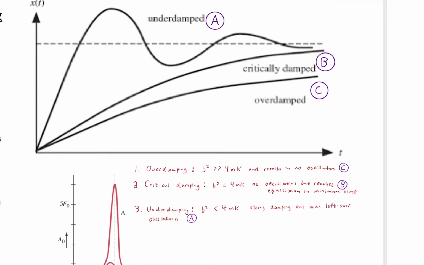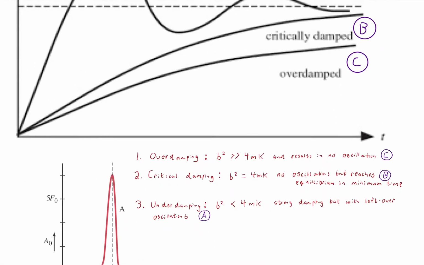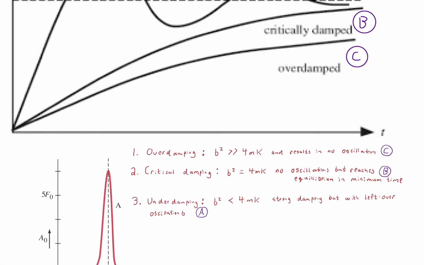So I'm going to zoom in. I have it quite small here. Three types: type A, underdamping; B, critical damping; and C, overdamping. And we can see it's all about the relationship between the damping coefficient, measured of course with units of kilograms per second, and the spring constant and the mass.